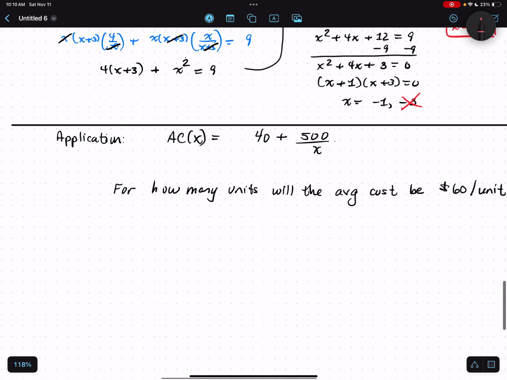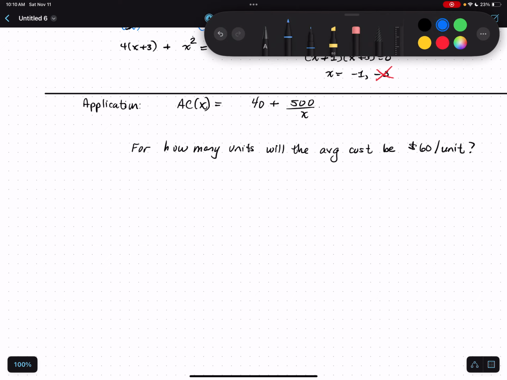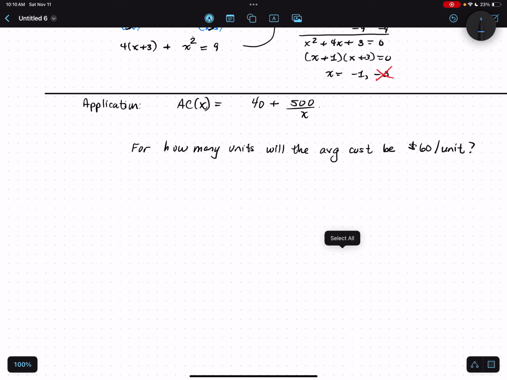Okay, and now for an application. In this course, we talk about average cost. So let's say that we have an average cost function of 40 plus 500 over x. We want to figure out the number of units, which remember was x, when the average cost will be $60 per unit. So basically, we want to solve the equation 60 equals 40 plus 500 over x.